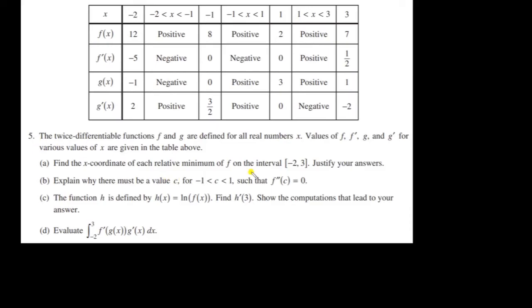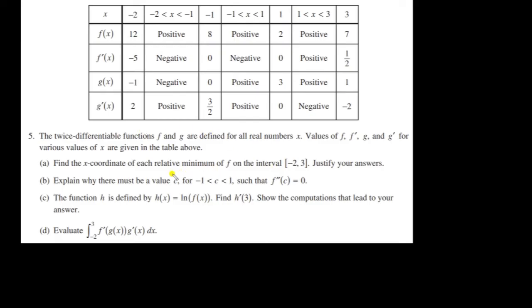So the twice differentiable functions f and g are defined for all numbers x. Values of f, f prime, g, and g prime for various values of x are given in the table above. Part A asks us to find the x-coordinate of each relative minimum of f on the interval from -2 to 3 and justify our answers.